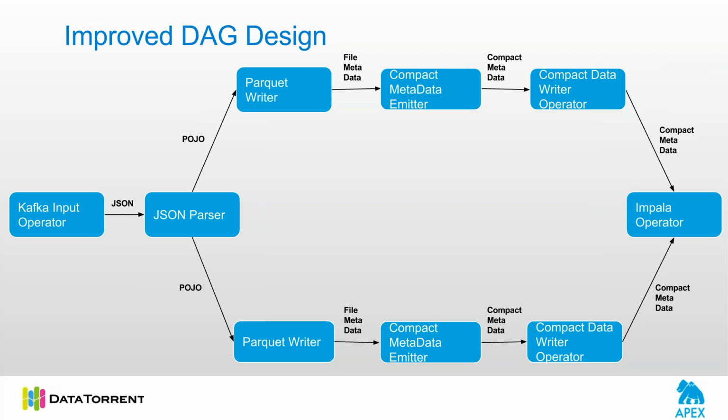As we can see, there are two pipelines. The upper one we can term as active, and the lower one we can term as passive. And then we have another operator which we named the Impala operator, and the job of this operator is to inform Impala about which directory is active, so that whenever you query Impala, all the queries get directed towards that particular directory.